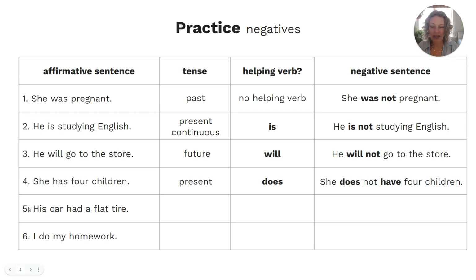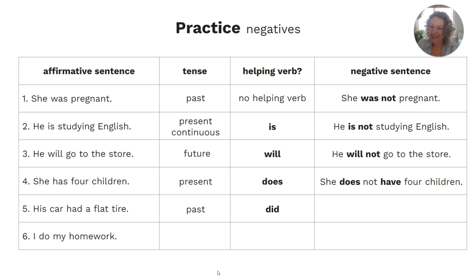Number 5, his car had a flat tire. First of all, what's the tense? It's past tense, right? And do we have a helping verb? No. It's just that one verb, and it's not the main verb be, so we have to give it the helping verb do. And we have to make sure that that helping verb shows the tense and agrees with the subject. So if this is past tense, what's our helping verb going to be?